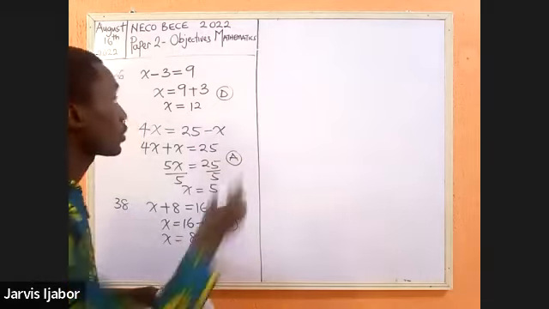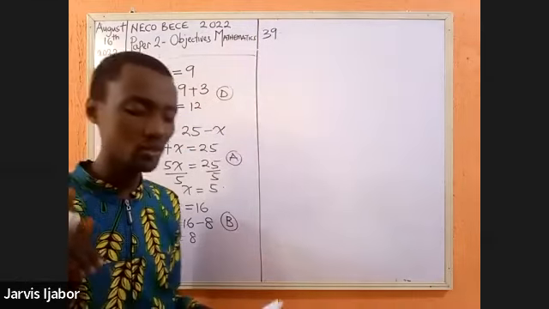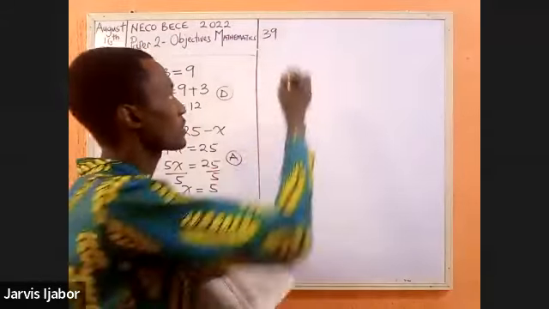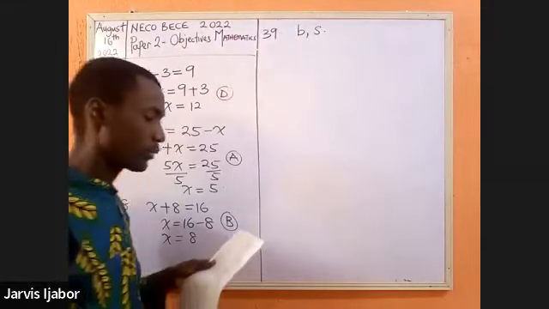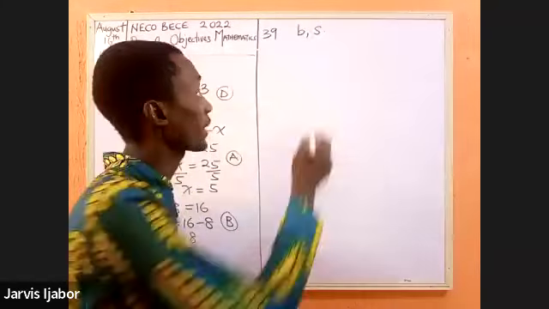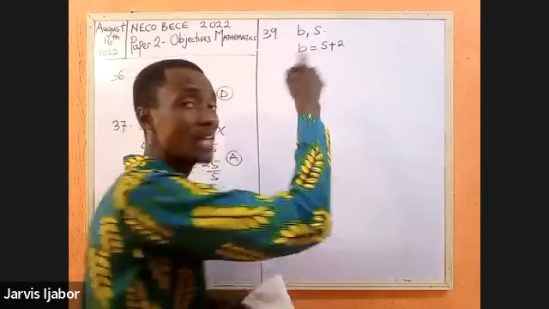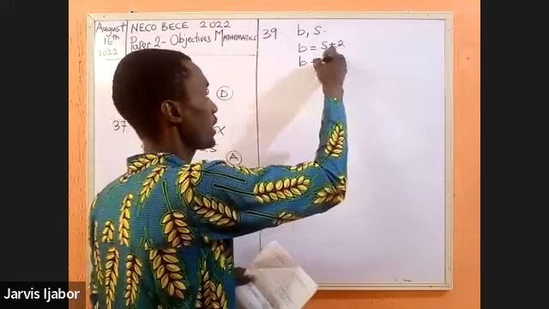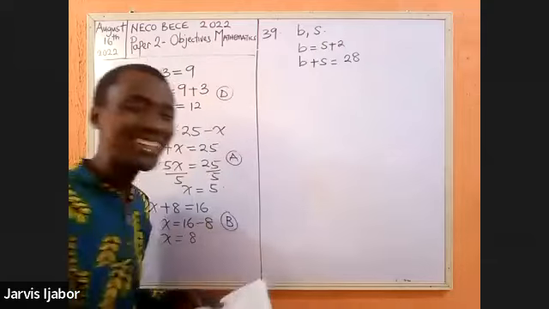B. All right, so in question 39, it says a boy is 2 years older than his sister. So for me, I'll just say the boy, B, the sister, S. Now, the boy is 2 years older than his sister. It means the boy is older. So I can say that the boy is equal to S plus 2. The sister's age plus 2. Now, I say the sum of their ages, B plus S, is equal to 28. Find their ages.